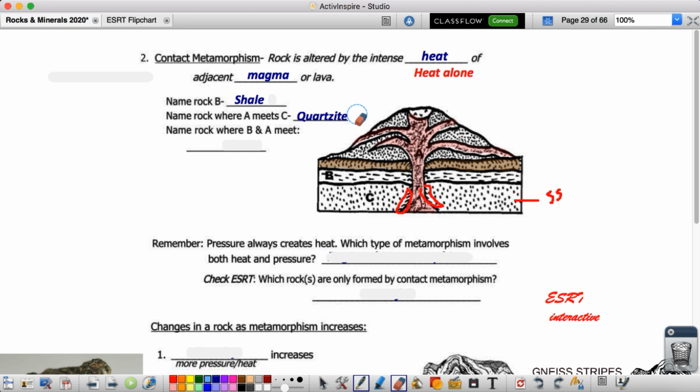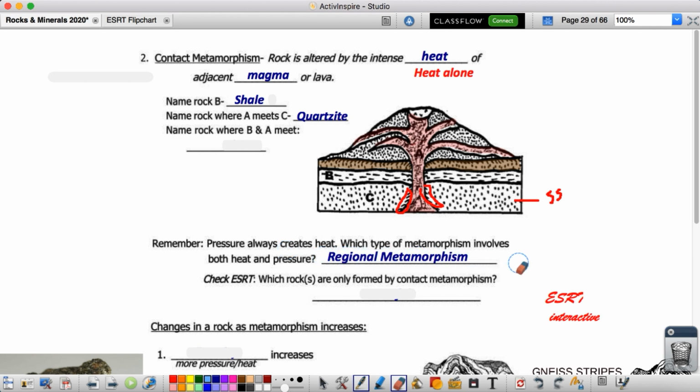Okay, now we're going to hold off on this one for a moment. Now remember, pressure always creates heat. Now, which type of metamorphism involves both heat and pressure, but mainly pressure? Please write down what type of metamorphism that is. And your answer is regional metamorphism.